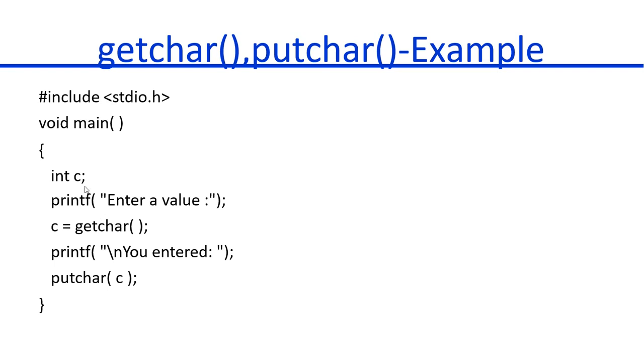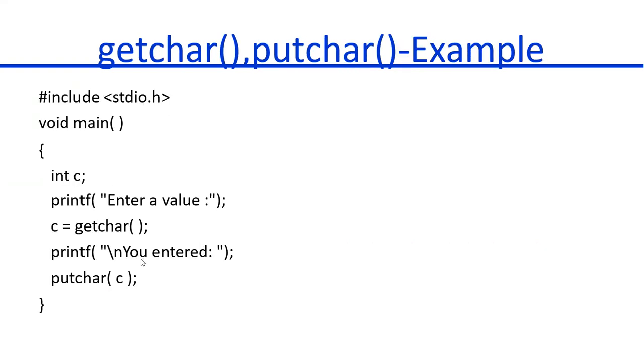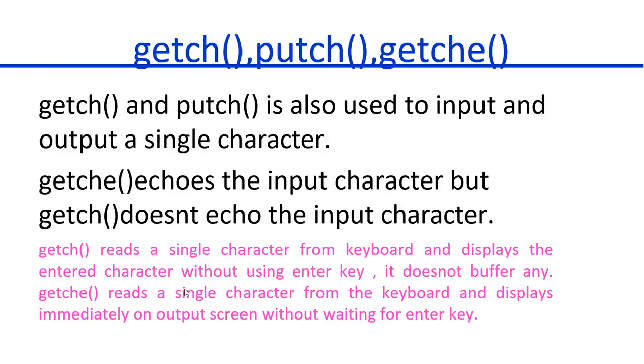In this particular example, the user will enter a value. We have a printf statement which tells the user to enter a value, and we have a variable c which is used to get the character, and then you put it onto the screen using the putchar function, putchar of c. So whatever character the user has entered will be seen on the screen using the putchar function.